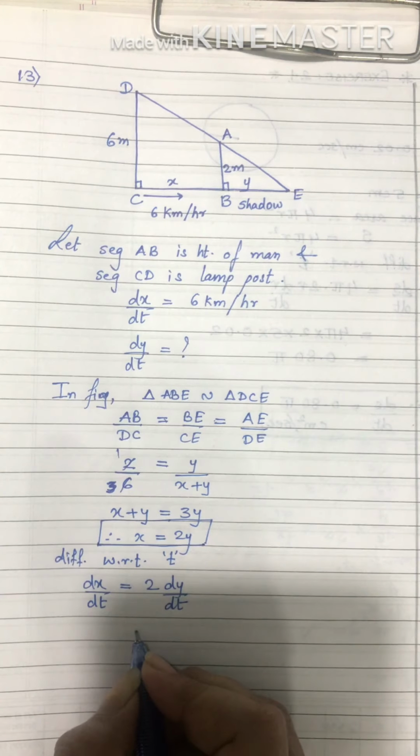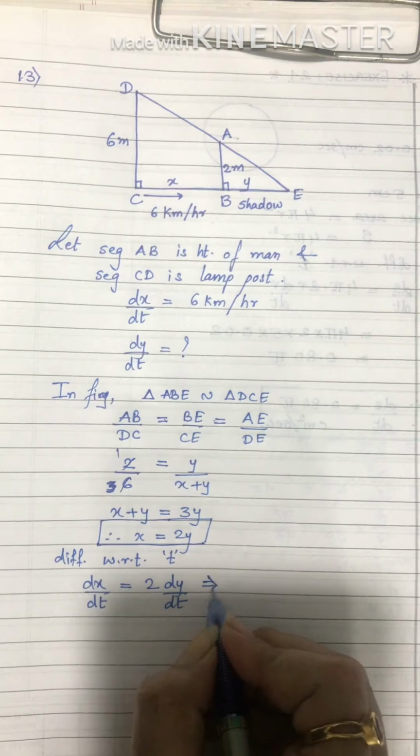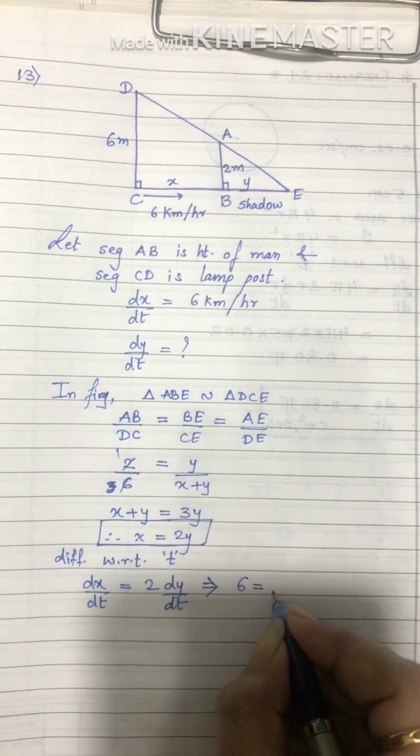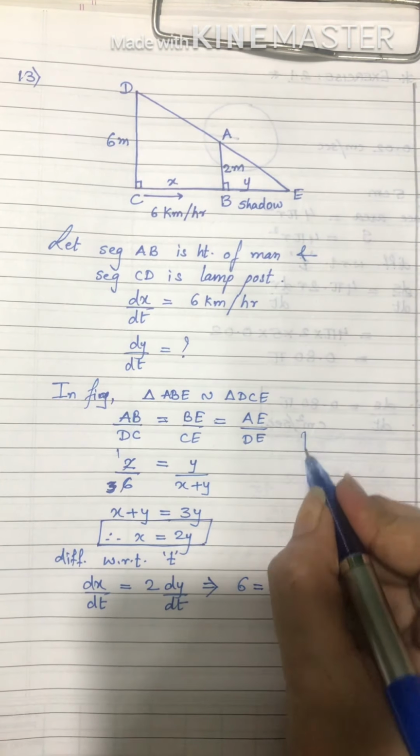Now dy by dt is what we need to find. We have been given dx upon dt. It is given as 6. So we get 6 is equal to 2 dy upon dt. Now what we get after this?